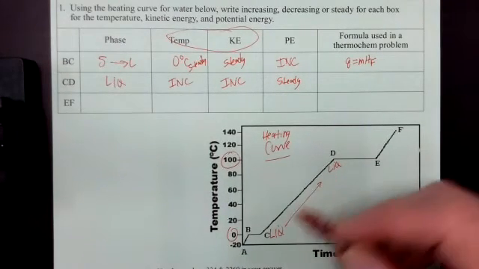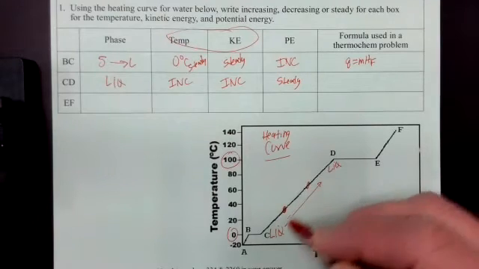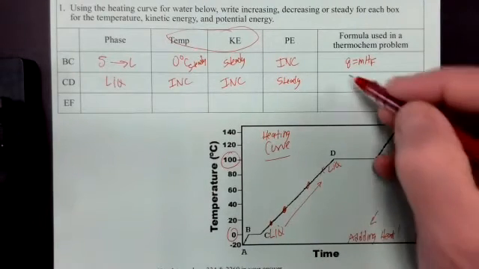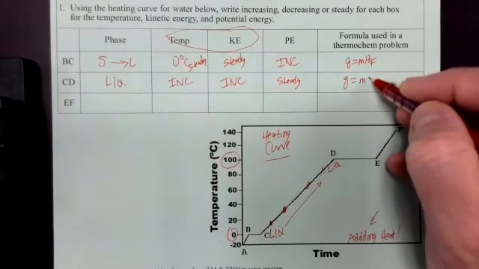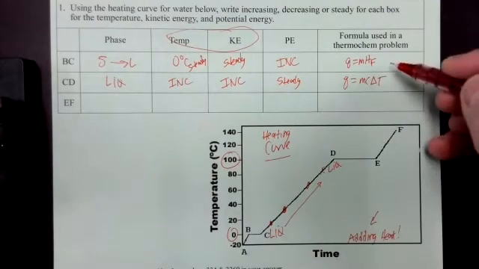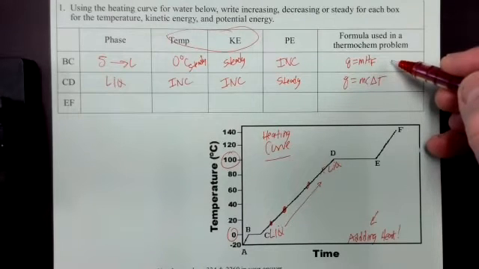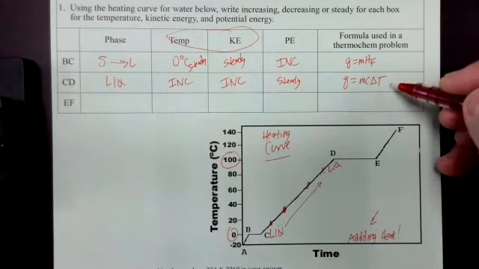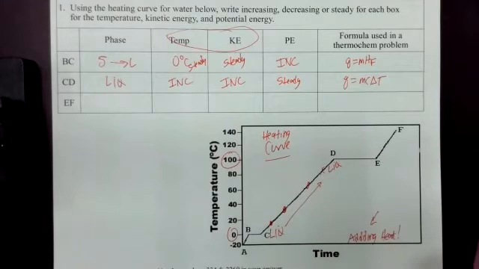Now, what formula do we use to go, say, from here to here, or from here to there? We use this formula, Q equals mC delta T, because there's a change in temperature. Look here, no change in temperature, 0 degrees. Here, change in temperature from wherever to wherever else.